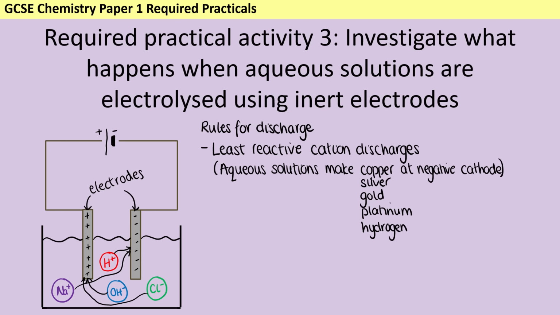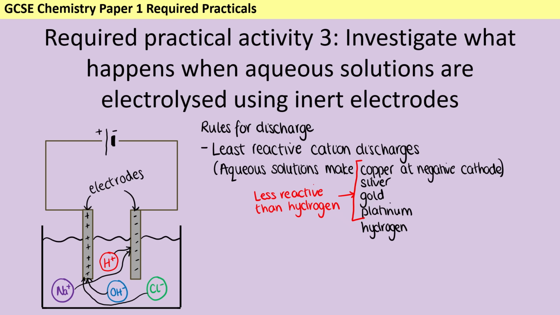So that means that if we're thinking about an aqueous solution where an electrolyte is made up of water and a substance dissolved in it, then we're going to make one out of copper, silver, gold, platinum or hydrogen. And the reason for that is that those 4 metals are all less reactive than hydrogen, so an electrolyte containing them will make those jewellery metal products. But an electrolyte that contains any other metal like iron or tin or aluminium wouldn't make those metals, and instead it's the hydrogen that discharges.